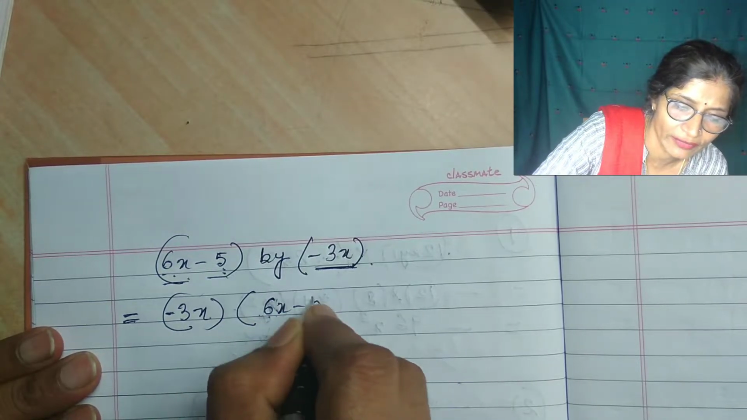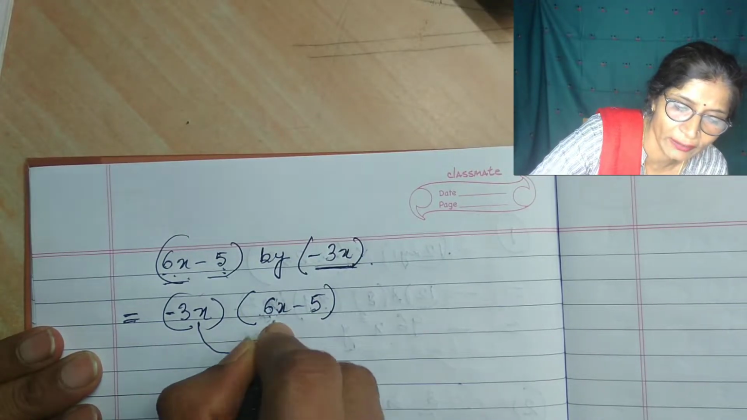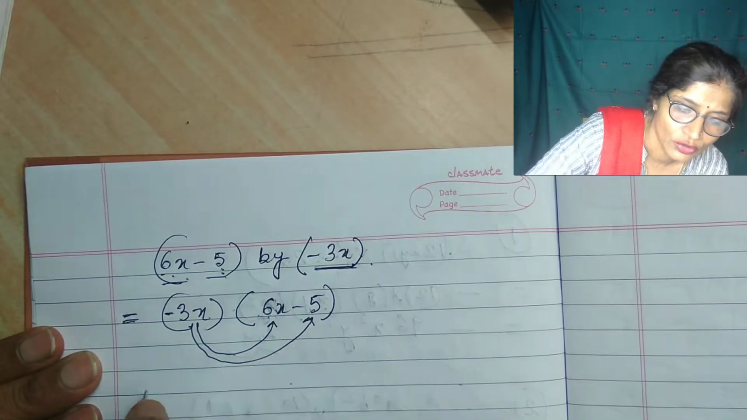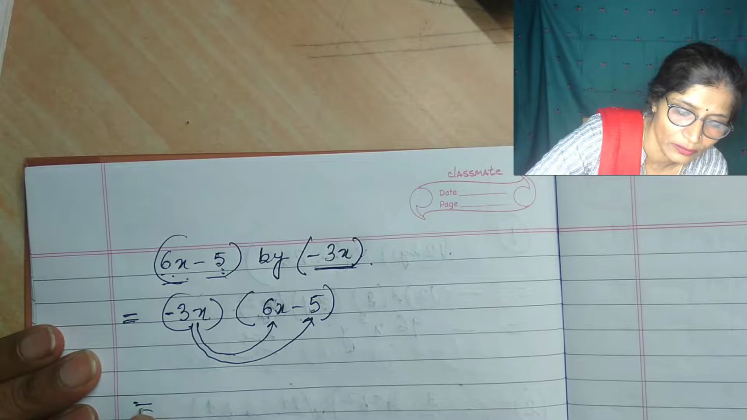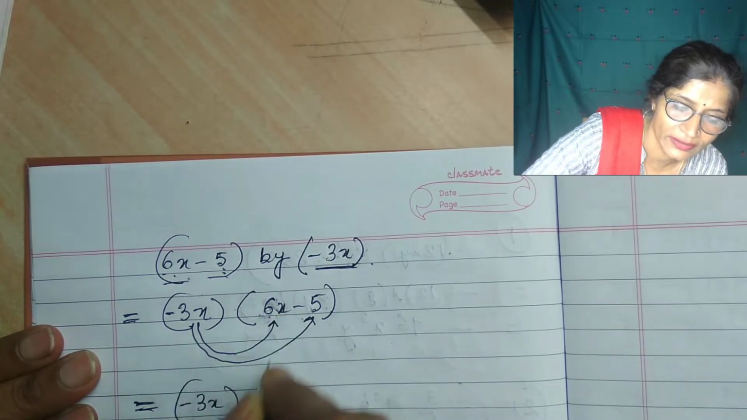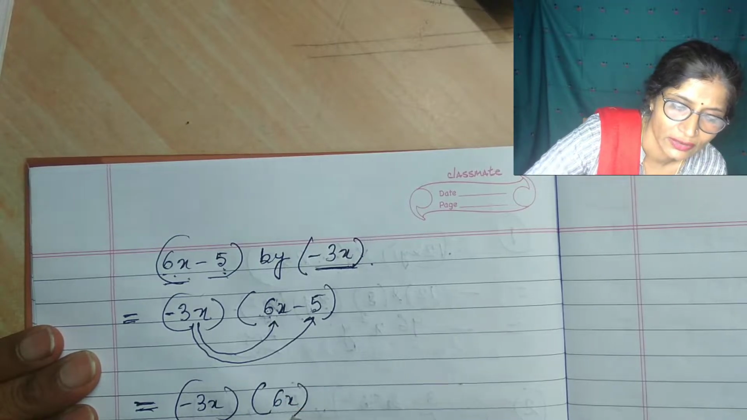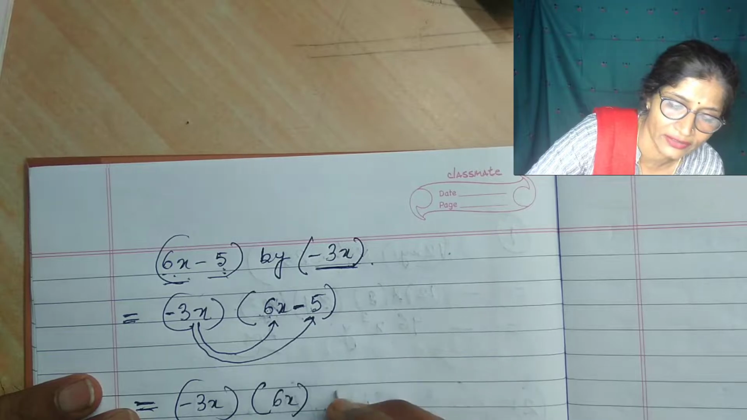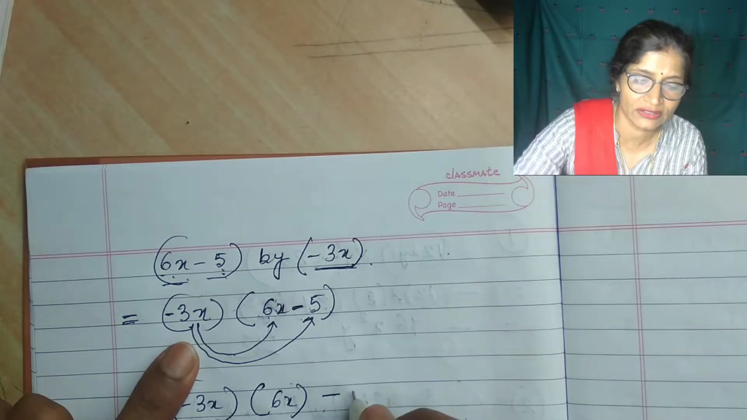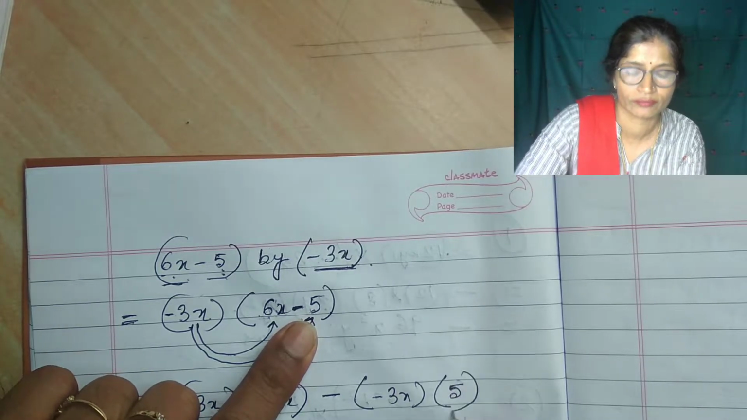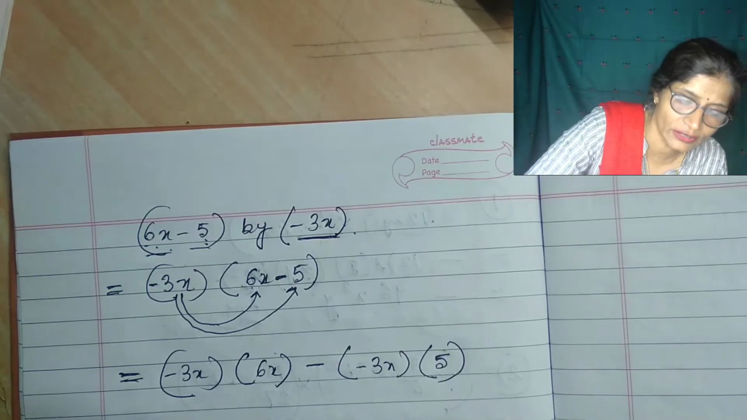So I write 6x minus 5. Then this term I will multiply by this, as well as this term is multiplied by this also. So I will write here: is equal to minus 3x into 6x. Then, now this sign is there, so I will write this sign here. Then minus 3x and this multiplied by 5. Okay, so that is equal to what?